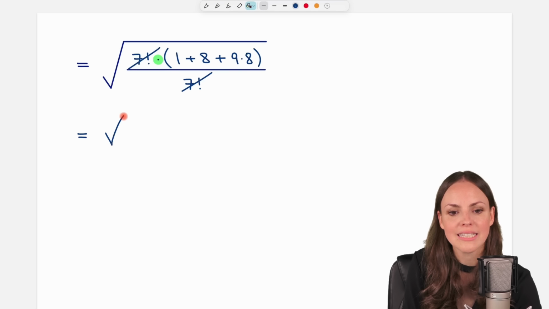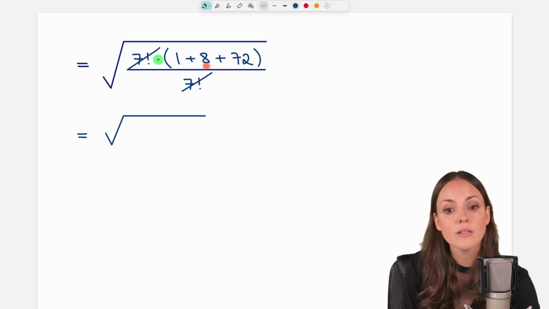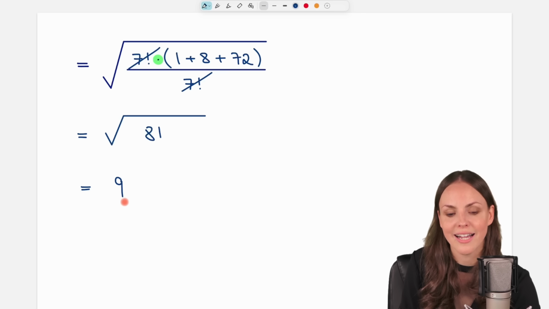The only thing left are the numbers in the parentheses. So let's calculate them. 9 times 8 first, which is 72. Then we have 72 plus 8, which is 80. And 80 plus 1 is 81. And the square root of 81 is just 9.